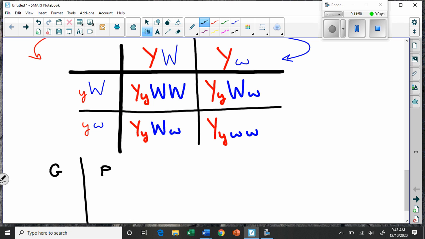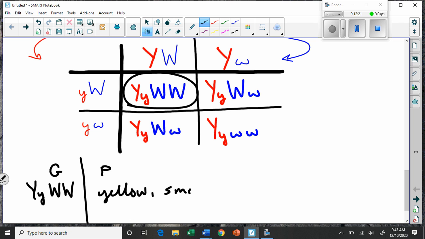So my first possible genotype is this one, which is Y heterozygous and then homozygous dominant, like that. What would that produce? Well, if you look at the Y's for the color, the dominant Y would produce a yellow phenotype. So the phenotype is yellow because of the way the Y's turned out. And then the 2 capital W's are telling me it must be a smooth phenotype because that was the dominant situation for the gene.